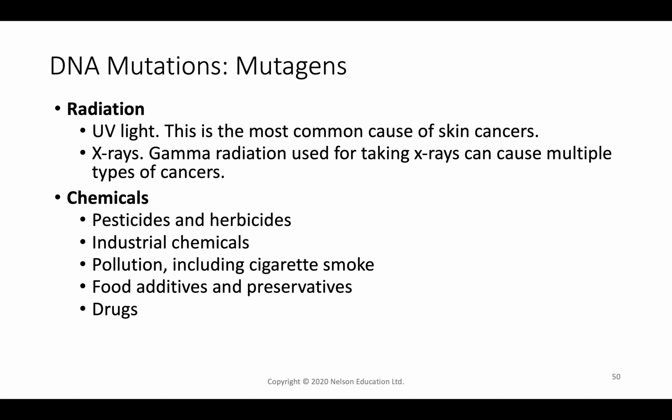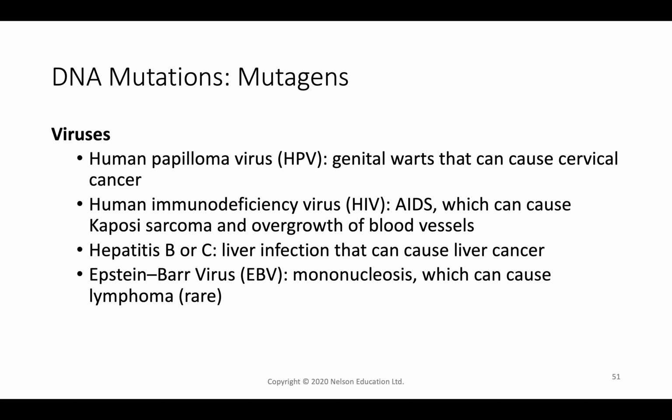Now, we also have things that are going to be external sources. So not necessarily mutations themselves, but things that cause mutations, like radiation and chemicals. So some forms of radiation include UV light and X-rays that are involved in the creation of skin cancers sometimes. Some other chemicals can include pesticides, herbicides, industrial chemicals, pollution, food chemicals, different drugs people might have put into their body, etc., as well as viruses. We talked about the human papillomavirus, which causes warts, and these warts can cause cervical cancer.